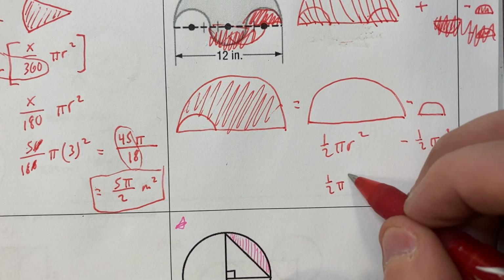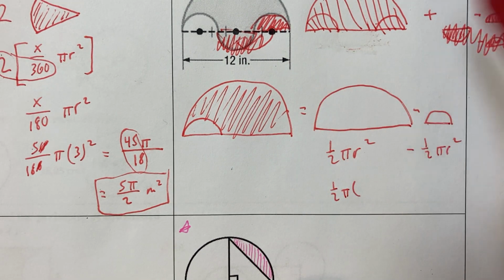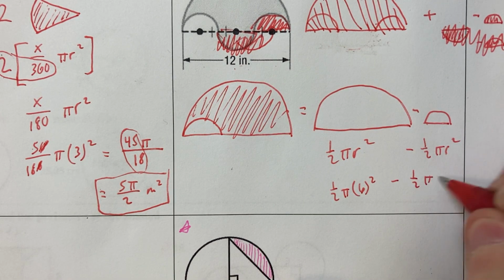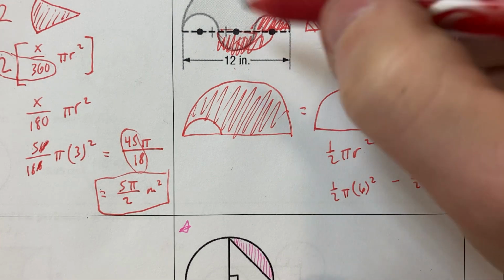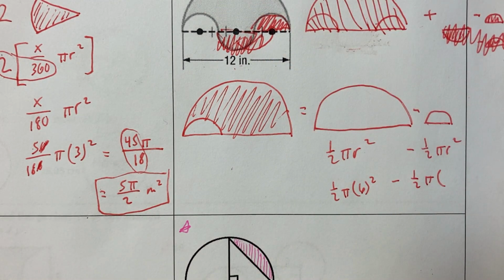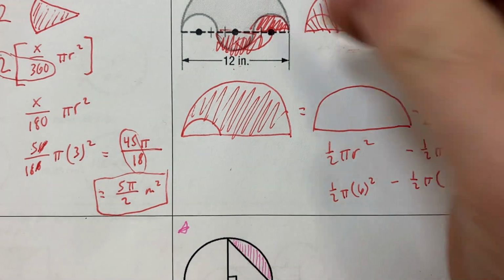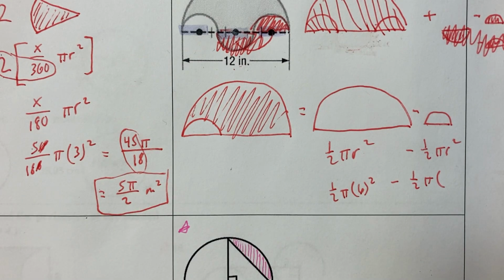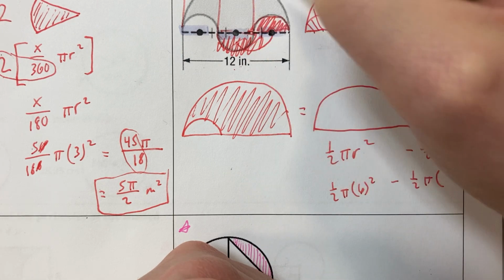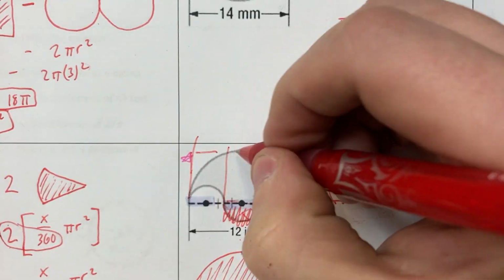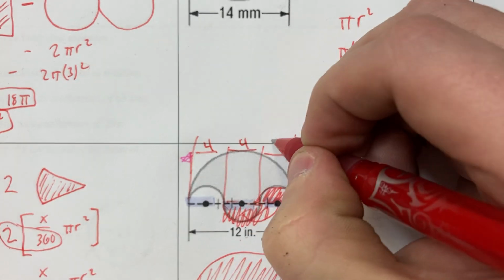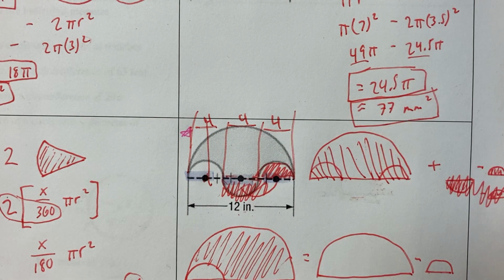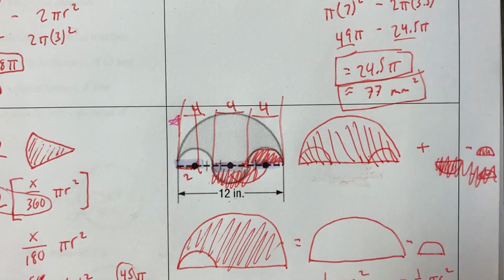Now we have to figure out what the radius of this is. So the radius of this big one is 6. And the radius of the small one, well, you take your 12 and divide it into 3 pieces: 1, 2, 3. So that means cutting this up into 4, 4, and 4 to make 12. And then it's half. Half of 4 is 2. So therefore the radius of this circle is 2.